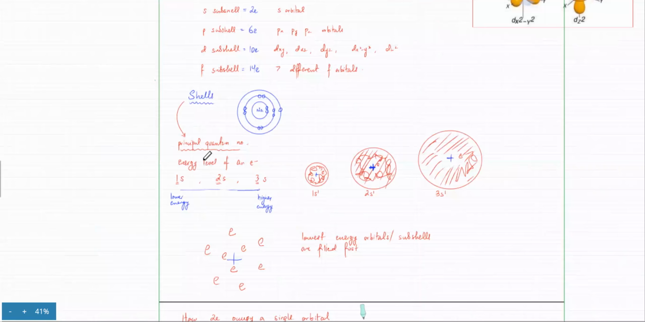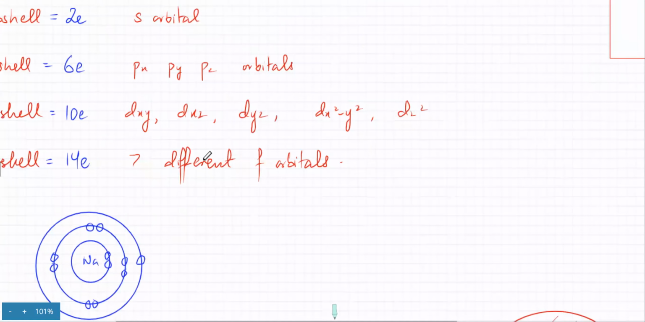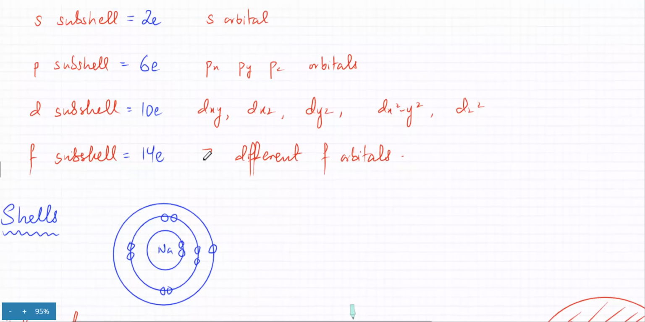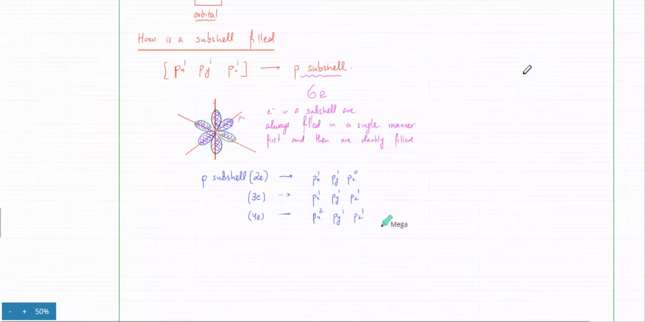This applies to any subshell, including the d subshell. The d subshell can have a maximum of 10 electrons, but if you're filling 3, 4, or 5 electrons in a d subshell, they should first all be filled in a single manner. One electron goes over here, one over here, one over here, one over here, then one over here. Once they're all singly filled, then you start pairing them, adding the second electron. Okay? Is this point clear? Yes or no? Yes.